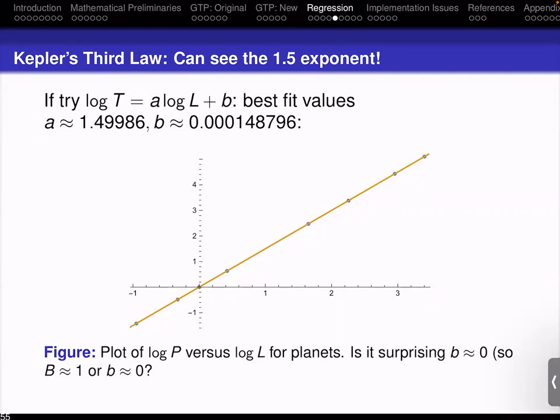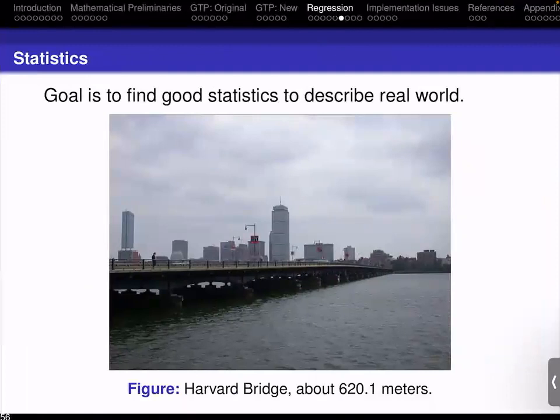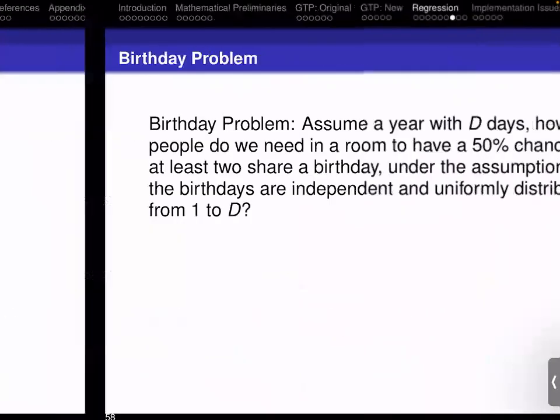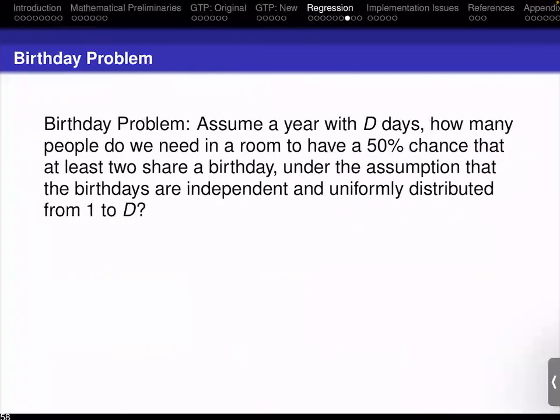Absolutely. We talked, I think, about this bridge, yes? And we talked about Smoot and measuring him. Did we mention what happened to him? Okay, so I will have some slides later. Did we do the birthday problem? I think we did that.